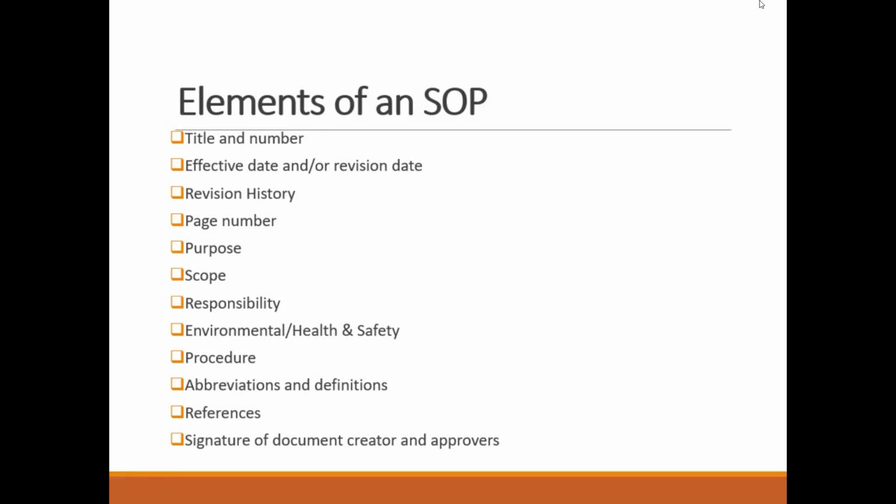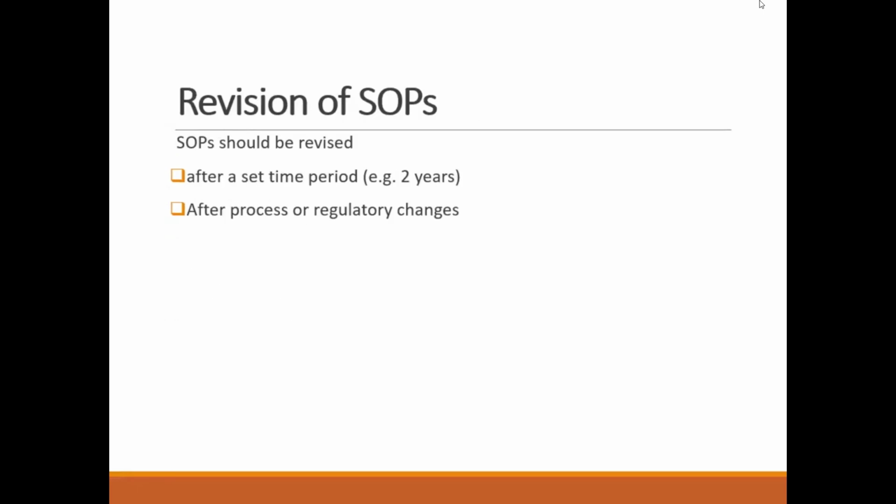So the procedure itself then is the core of the SOP, and it should be detailed in full step-by-step chronological order. And of course, you can use visual aids where possible, like pictures and diagrams or color coding to encourage clarity and ease of use. And the last three then, abbreviations and definitions, as well as references, speak for themselves, and the signatures of the document creator and approvers are all included in the standard operating procedure.